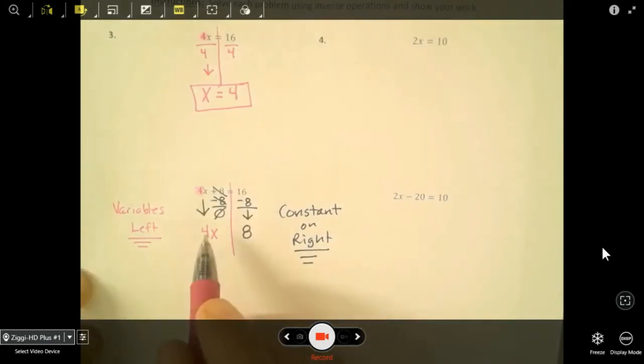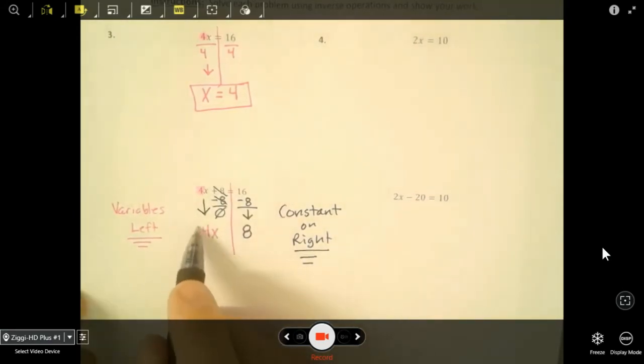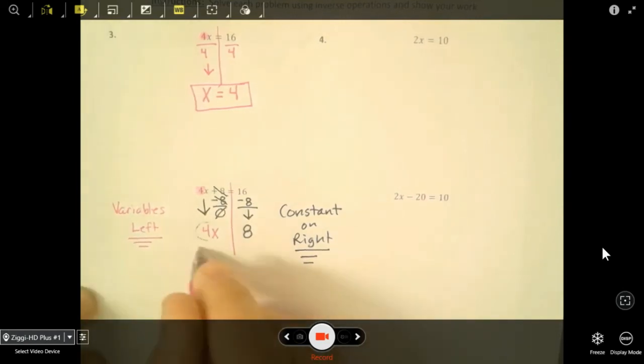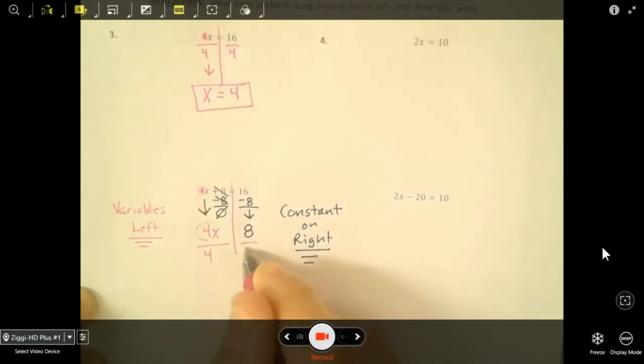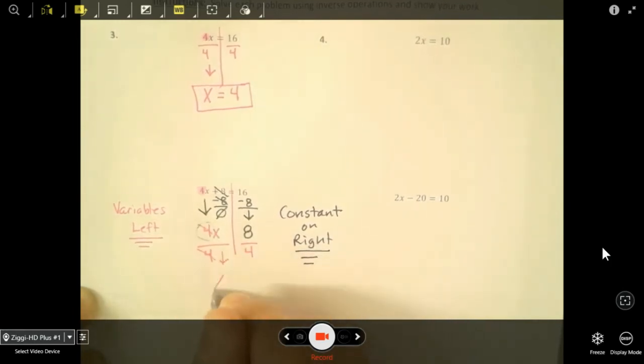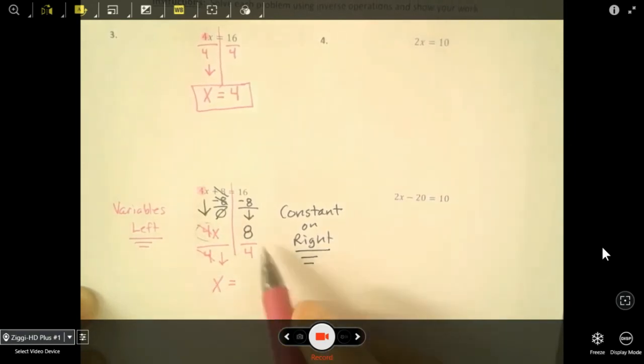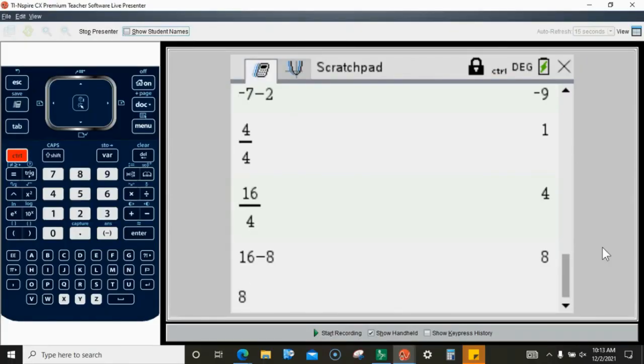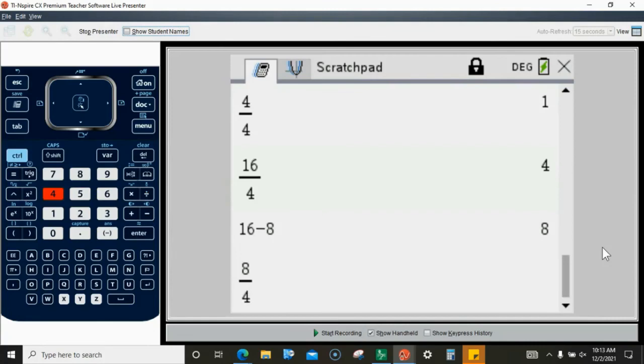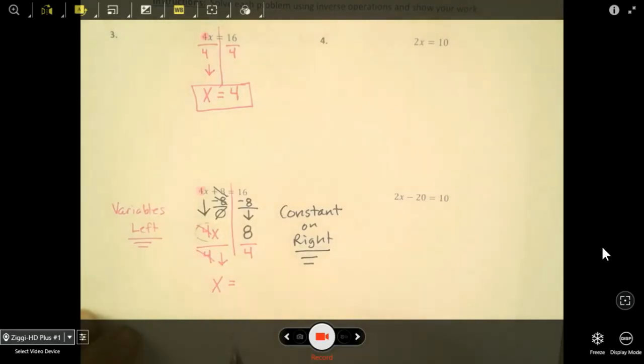So let me go ahead and do this final step. I'm going to divide by this coefficient right here of 4. And whatever number is in front of the variable is the number you divide by. And then I'm going to divide this other side by 4 as well. Now we already know that 4 will go into 4 one time, and that just leaves me with x. And then 8 divided by 4, if I go to my calculator, 8 divided by 4 gives me 2. And we're going to go ahead and box it.